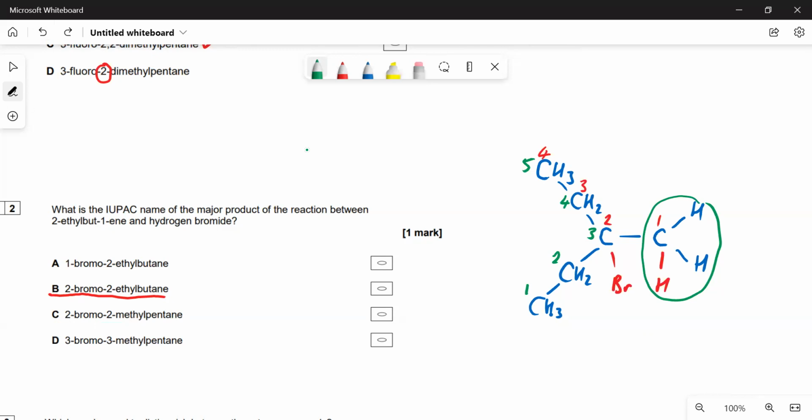Sorry, 3-bromo-3-methyl. Yeah, that is, because that is carbon atom number 3. Now it's not number 2. D is the right answer there.